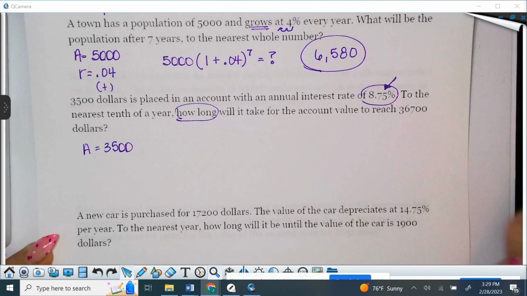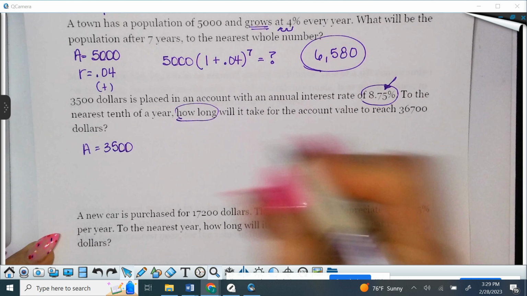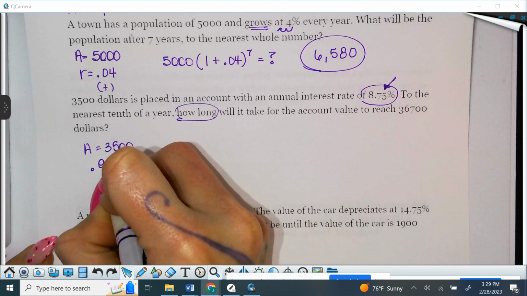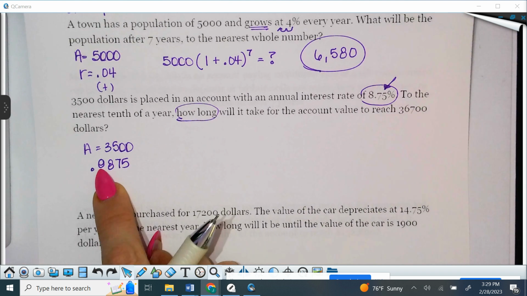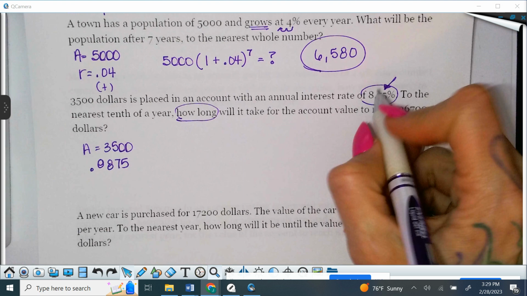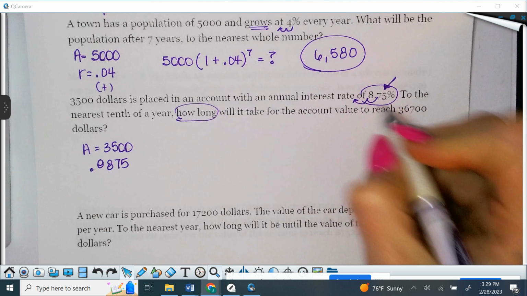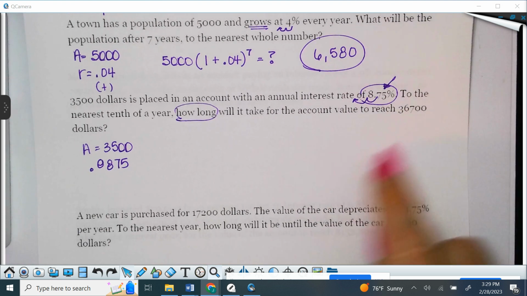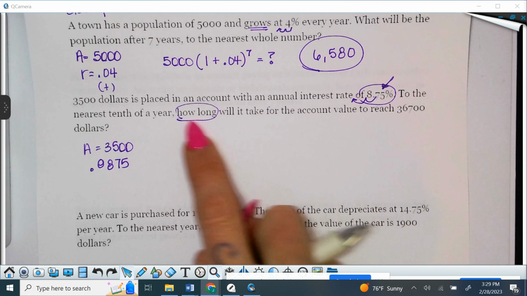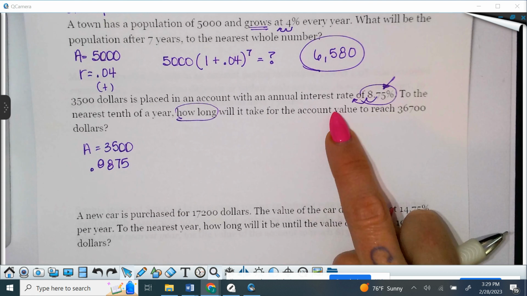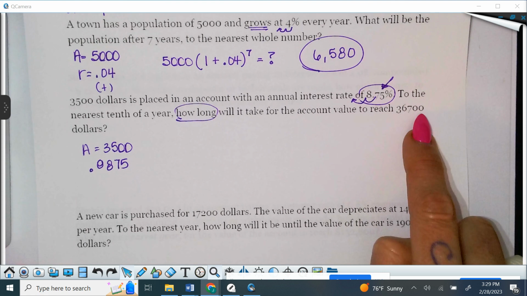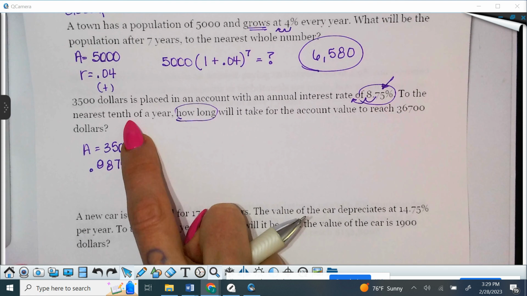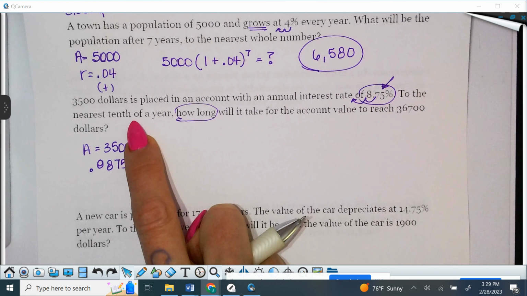We're going to divide by 100, and we're going to get 0.0875. I almost made the same mistake as lots of students do. Remember, it has to move 2 places, 1 and then 1 more. So we're going to get that 0 in the front. To the nearest tenth of a year, how long will it take for the account value to reach? So this is my output now, $36,700. So the tenth of a year. So we're going to get to our 1 decimal place when we're done with this. So we're going to start with 3,500.